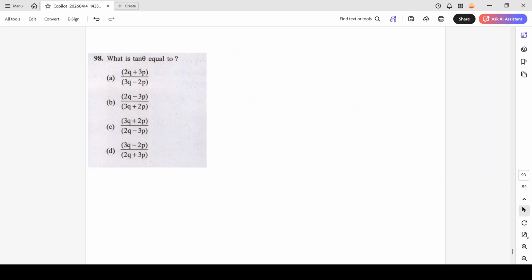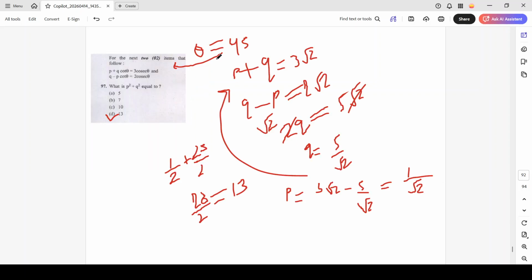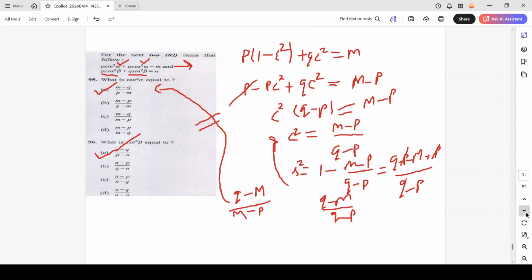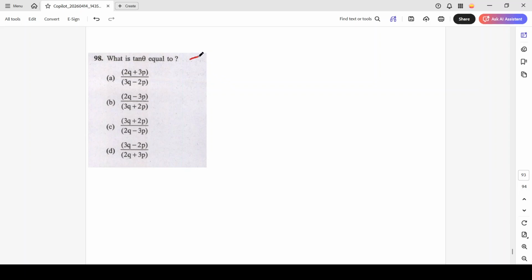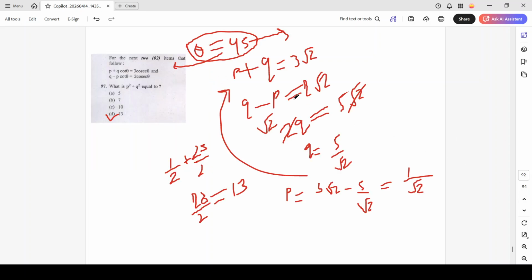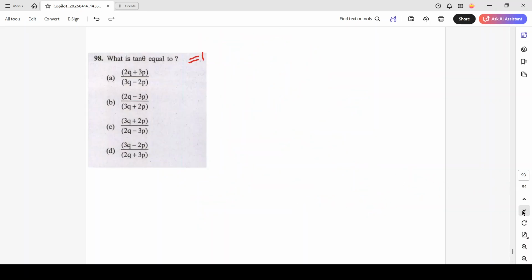So what is question number 98? This is asking about tan theta. So what we have taken? Theta is 45, so tan theta is equal to 1. That means this value should be 1. So now putting the values of Q and P. P is 1 by root 2 and Q is 5 by root 2.